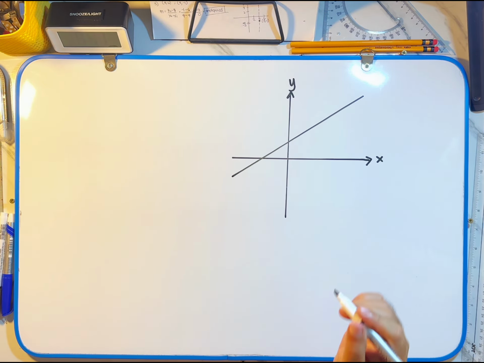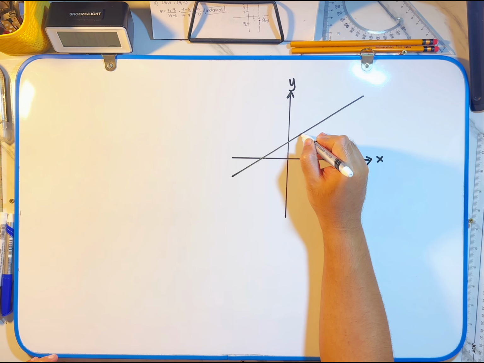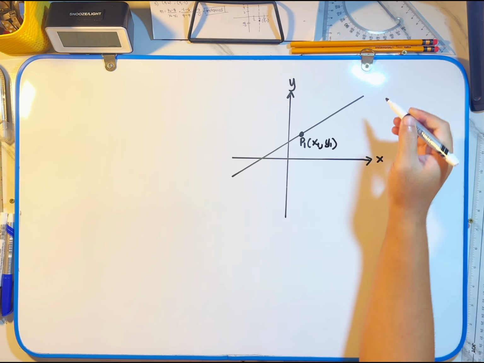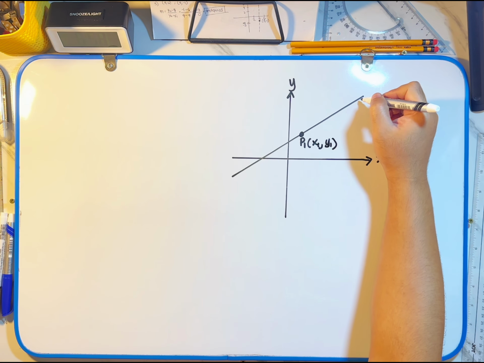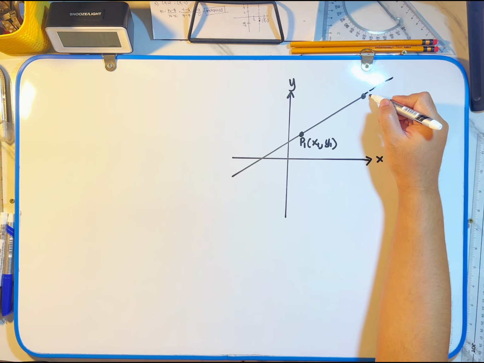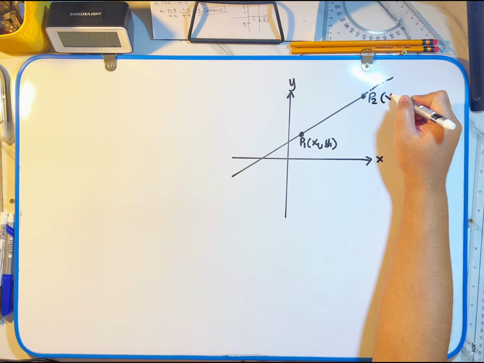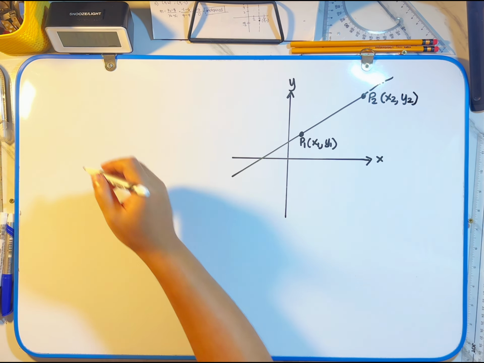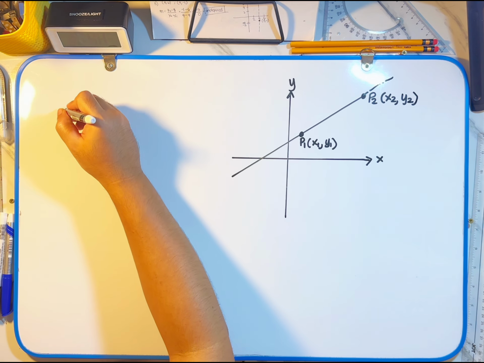And in this straight line, let's consider 2 points. Say this is point 1, and the coordinates of point 1 are x1, y1, and say we have another point, point 2. So let's say this is point 2. The coordinates are x2, y2. The slope of a line is the ratio of rise over run.